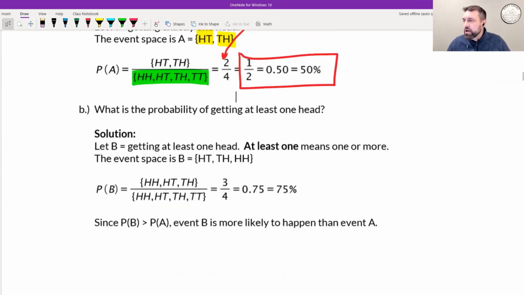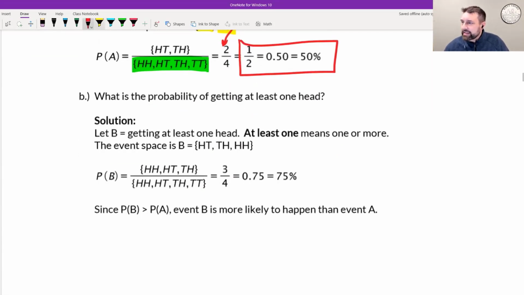Okay, let's go to the next one. What's the probability of getting at least 1 head? So at least means 1 or more. That could be you flip the coin and get 1 head, or maybe you get 2. So what conditions satisfy that? Heads, tails, tails, heads, heads, heads. So there are 3 items that satisfy this condition. So the fraction is going to be 3 divided by 4, which is 0.75, which is 75%.